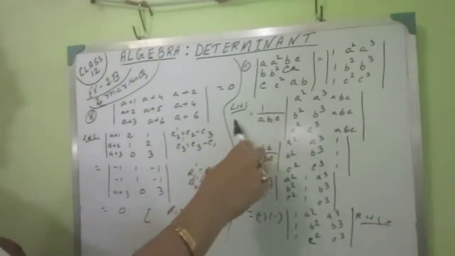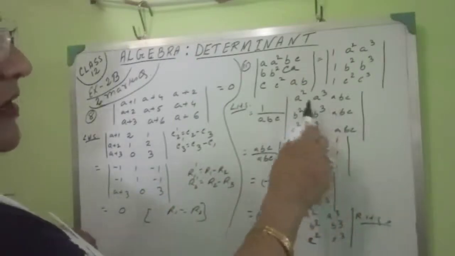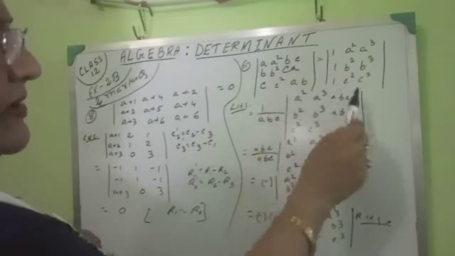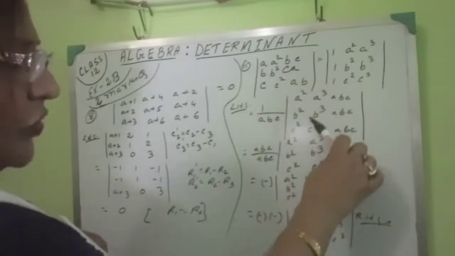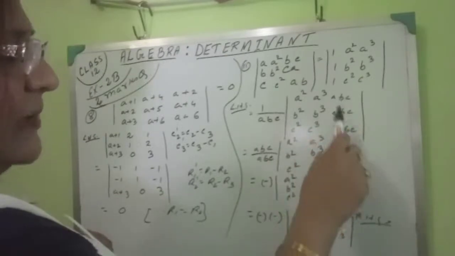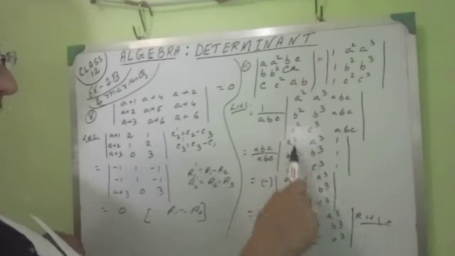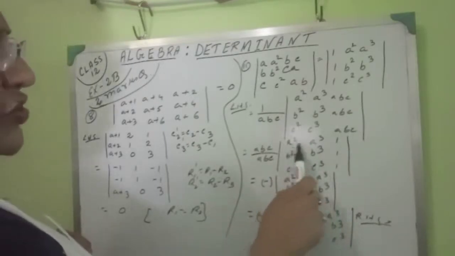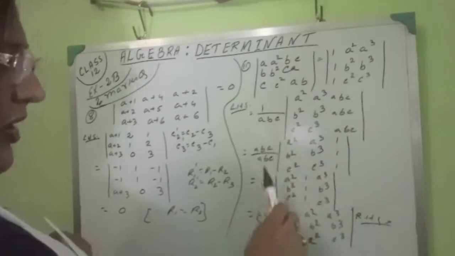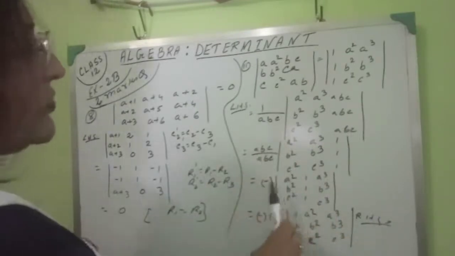So what we will get outside the determinant? 1 by ABC, and inside the determinant A square becomes A cube, BC becomes ABC. Similarly, the other elements also will be changed. Now, in the third column we get ABC, ABC, ABC. Take this ABC outside the determinant. So ABC by ABC, and the determinant elements will be A square, A cube, 1, B square, B cube, 1, C square, C cube, 1. Got it? Now, ABC by ABC will be only 1.